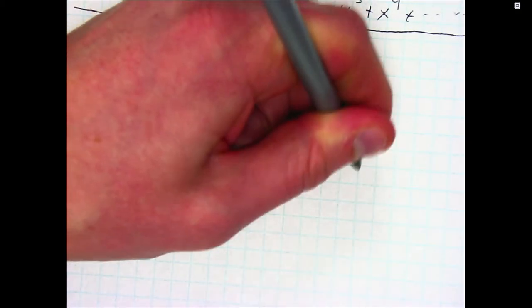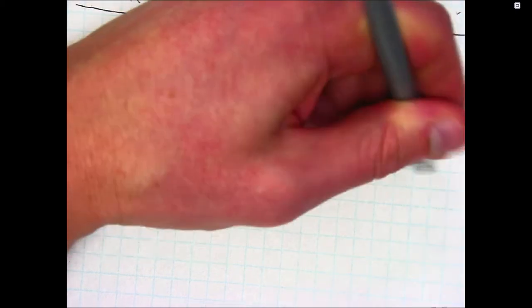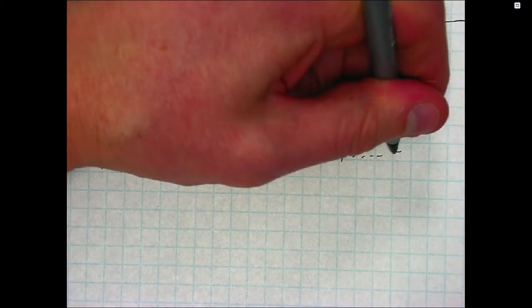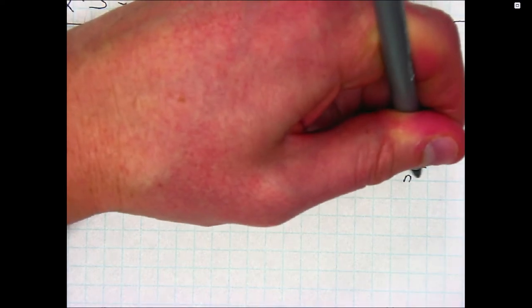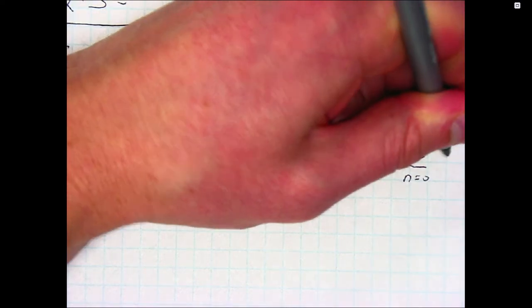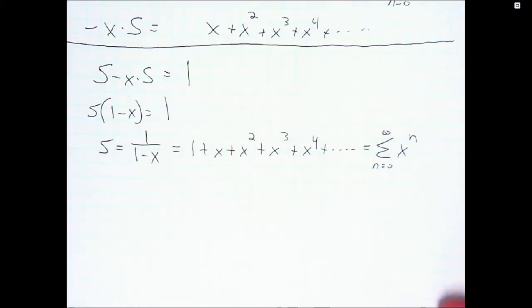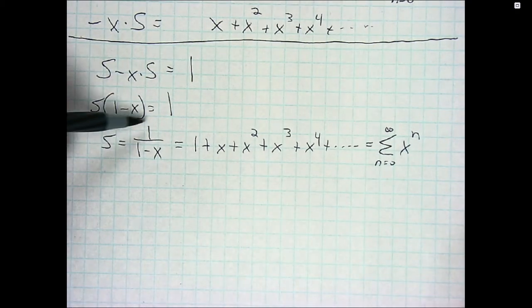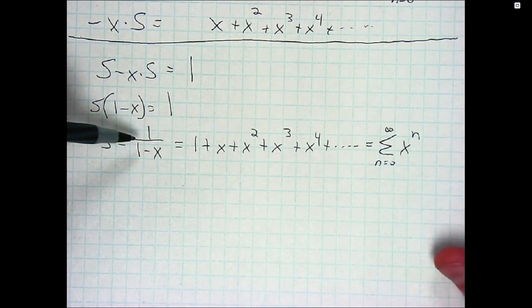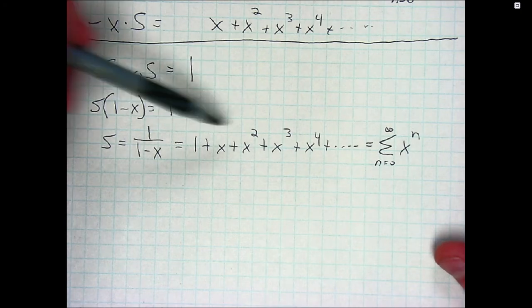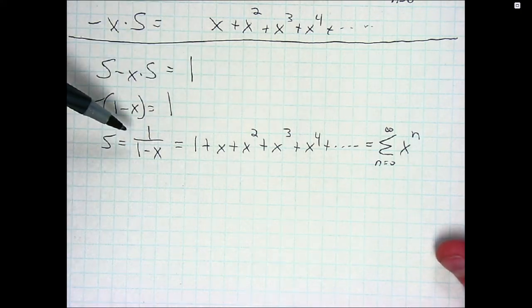And so these things are considered to be equal. They're exactly the same thing. So I can write it with sigma notation out here. And this is actually something that you'll be expected to have memorized. And so if I want to think about what 1 over 1 minus x equals, it's equal to this infinite sum, and vice versa. This infinite sum is equal to 1 over 1 minus x.